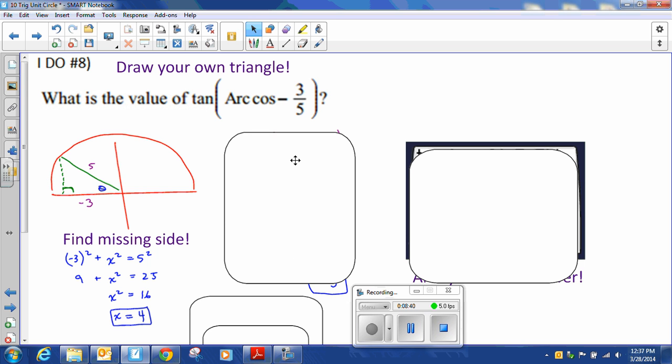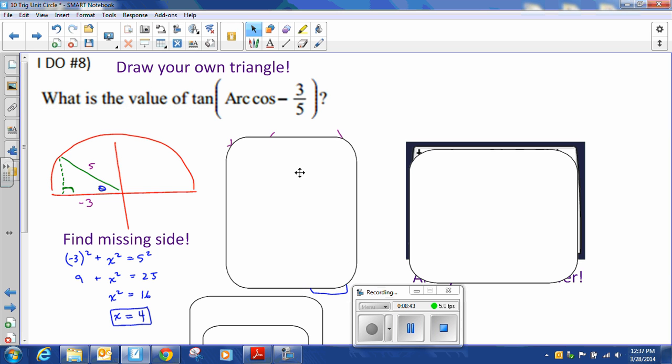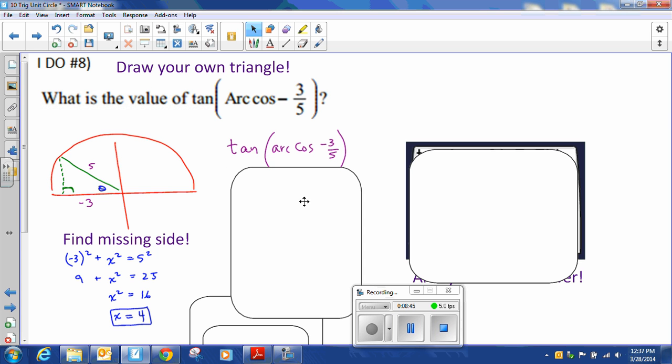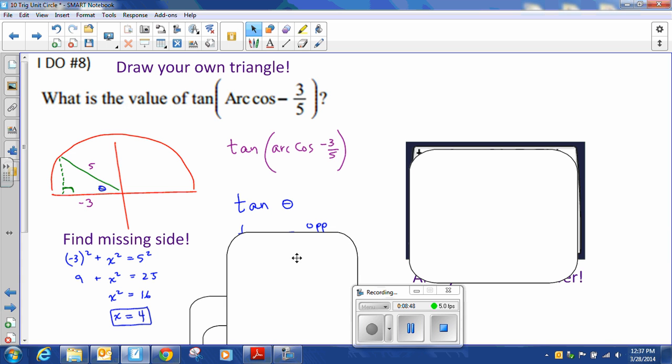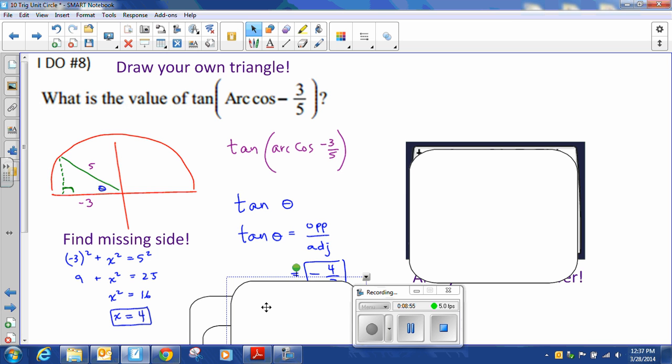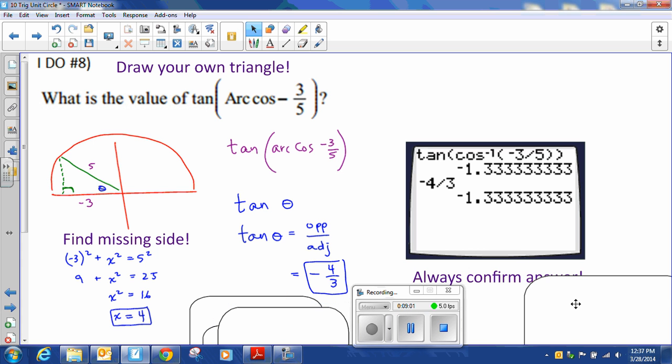Okay? So basically, we need to know what the tangent of this angle is. Because we know the opposite and the adjacent, we just substitute, and we get -4/3. And that's the answer. If you chose to do this on the calculator, you type it all in just like this, and you end up with -1.3 repeating. You confirm that this is really -4/3 by typing it into your calculator, and you get a match.